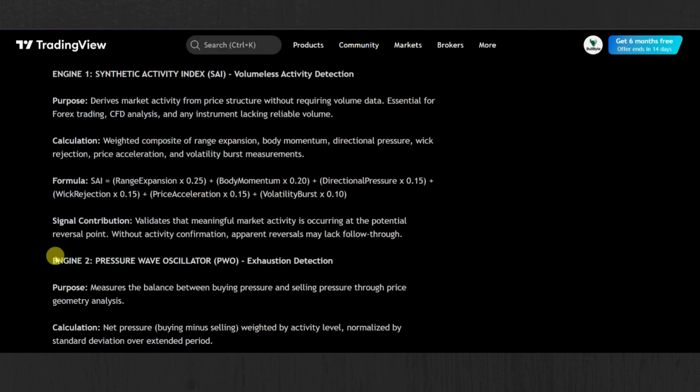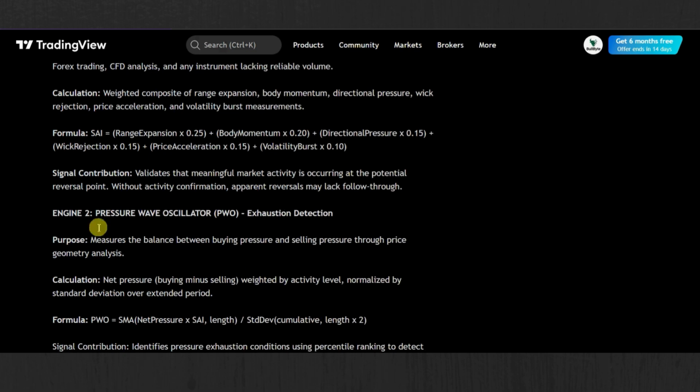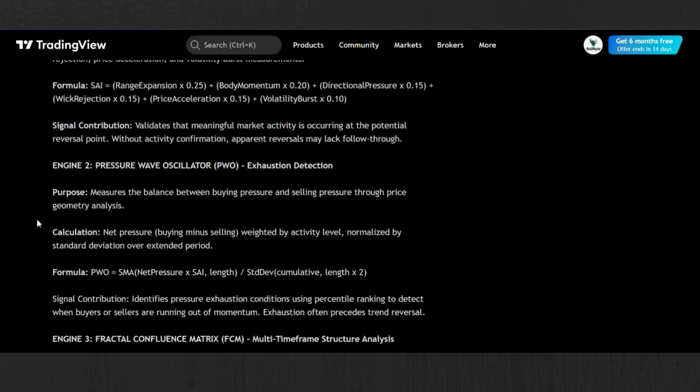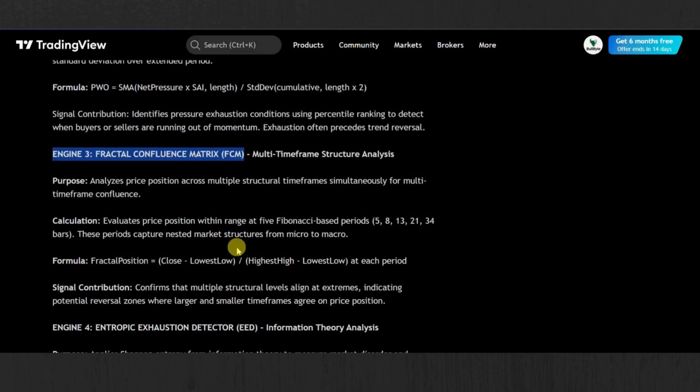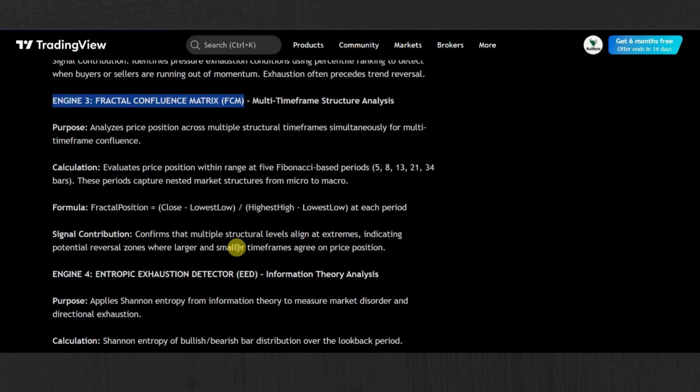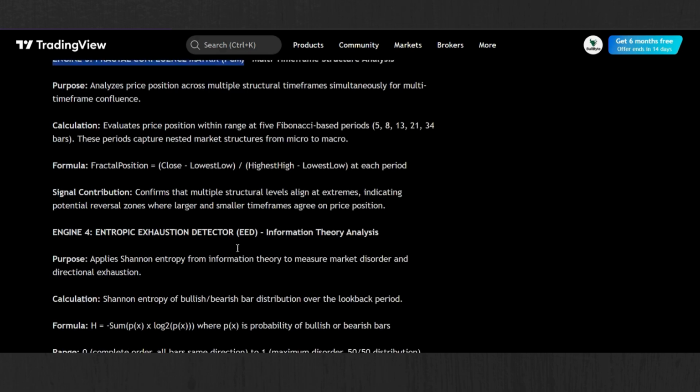Engine 2 is the Pressure Wave Oscillator. This detects exhaustion. It measures the balance between buying pressure and selling pressure. Engine 3 is the Fractal Confluence Matrix. This looks at where price sits across 5 different timeframe structures at the same time. When multiple timeframes all agree that price is at an extreme, you have real confluence.